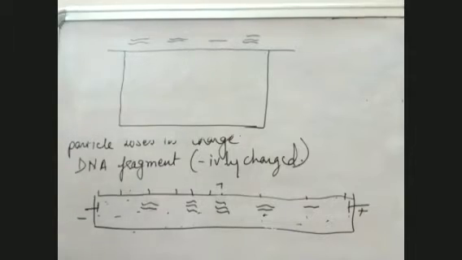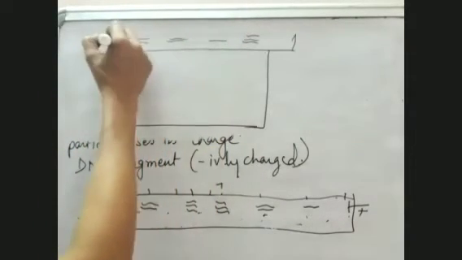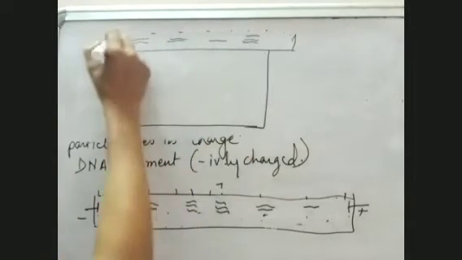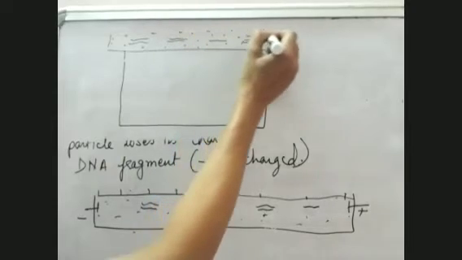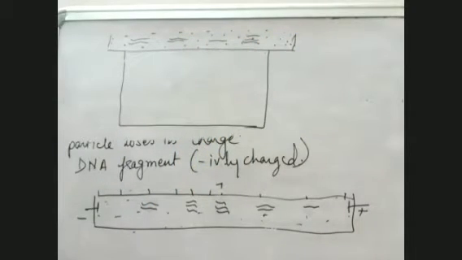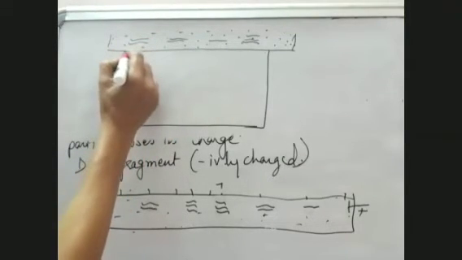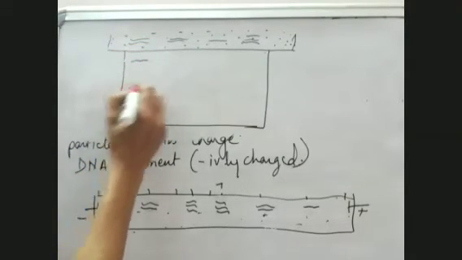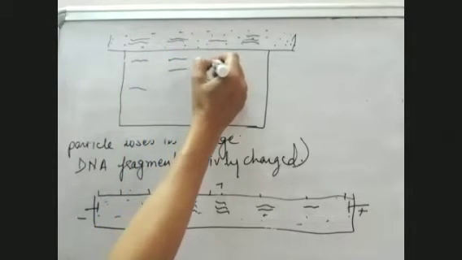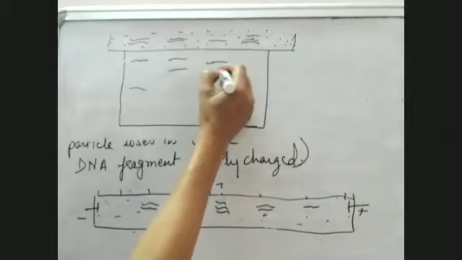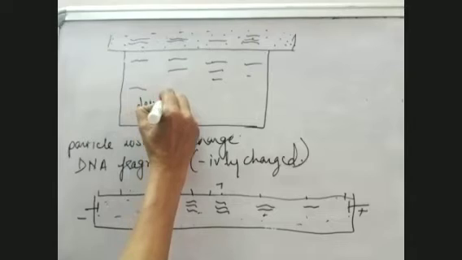We added buffer to it. It's a solution, you all know it, a weak acid with its conjugate base. That solution is a buffer. So when this buffer was allowed to flow, according to the density they all got arranged. That means this got separated from this according to the density. So on the basis of density gradient, they got separated.